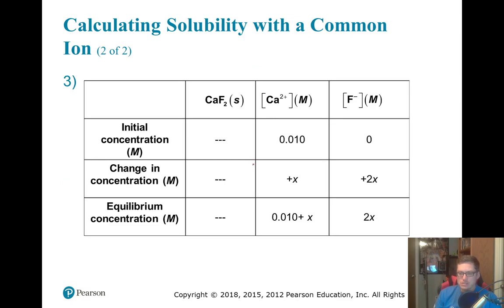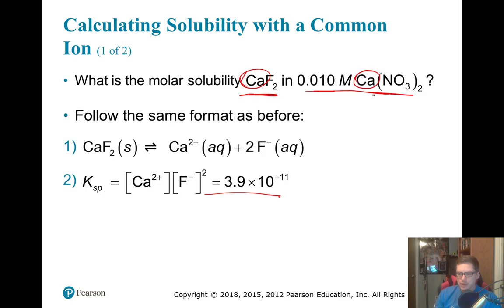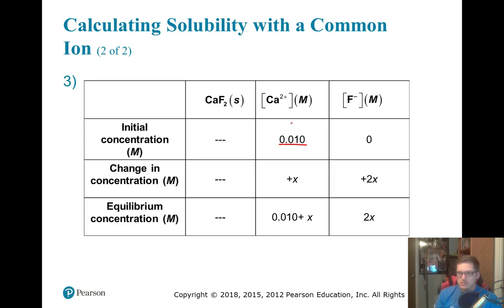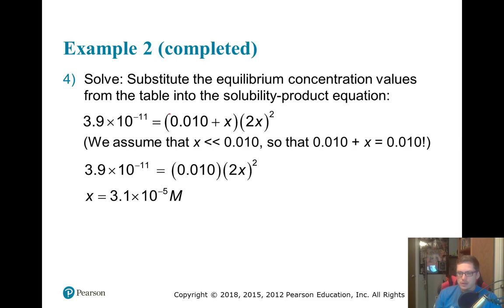Remember, this KSP only changes if we change temperature. Now we set up our ICE table, and everything looks exactly the same except for this guy right here. At the initial point, this is our concentration of calcium, because we've had this already in solution. So our calcium did not start at 0. It has an initial concentration. But we still go up by x and up by 2x. So we can plug all that into our KSP expression, and we get 0.01 plus x times (2x) squared. But remember that this value here is 1 times 10 to the minus 2nd or so, and this is times 10 to the minus 11th.